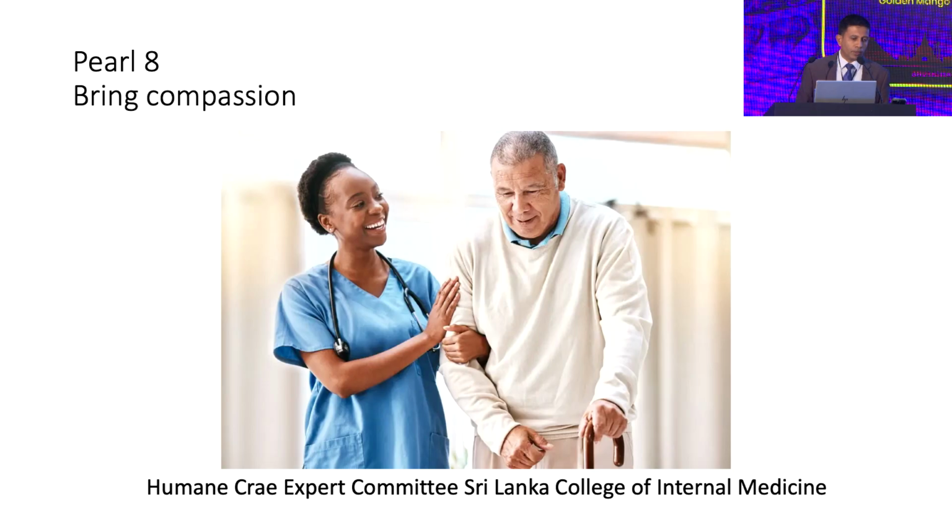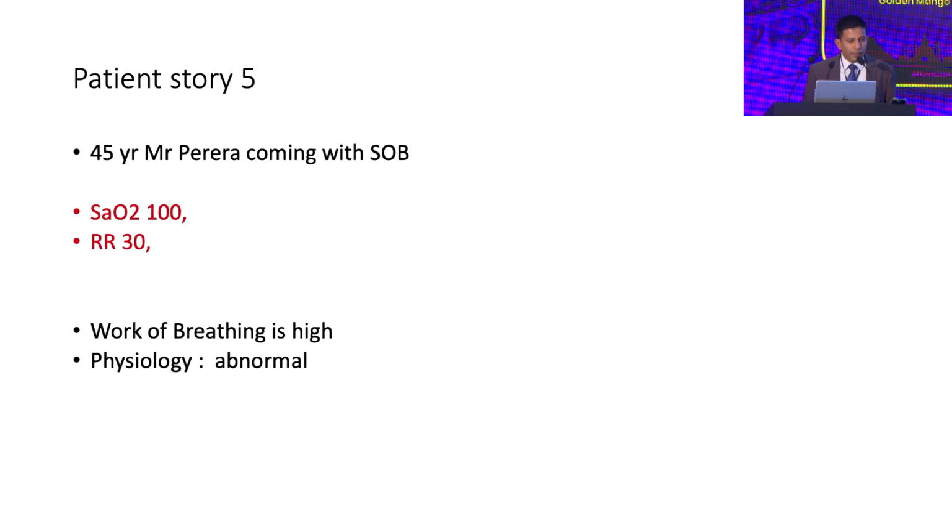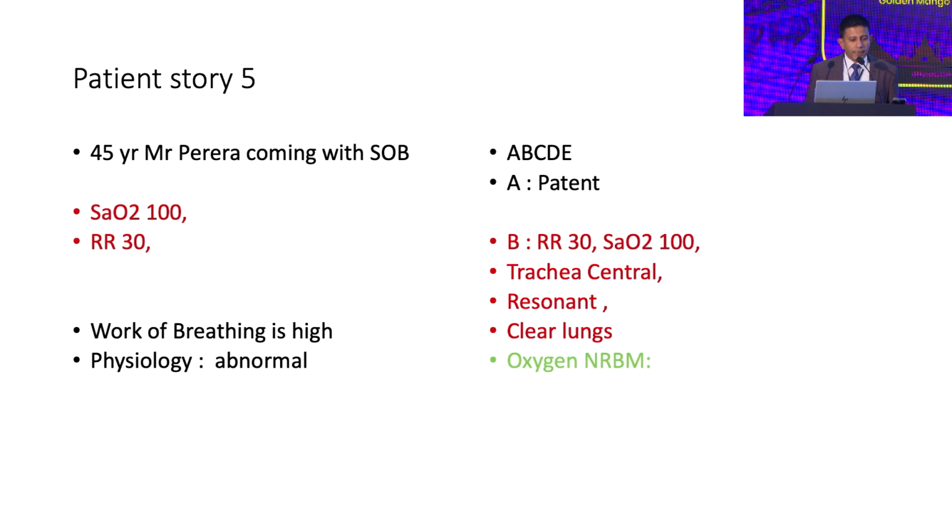It's very, very important. Last story: a 45-year-old patient coming with SOB, saturation 100, respiratory rate 30. What do you think about the work of breathing? It's very high, isn't it? It looks like the numbers are okay, but still, if the work of breathing is high, take it as abnormal physiology. ABCD done, trachea central, resonant, clear lungs, no abnormal signs at all, oxygen started.